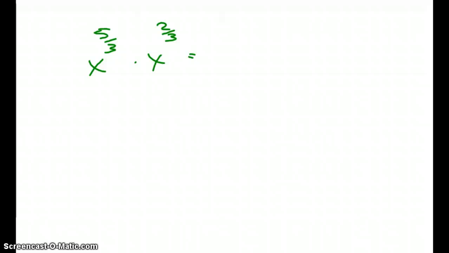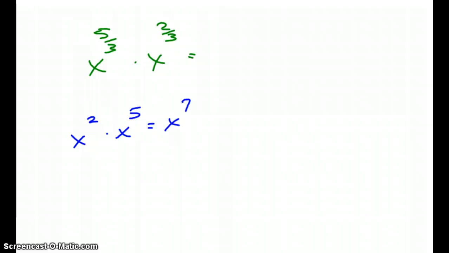Let's look at what you do when you multiply exponents. X squared times x to the 5th equals what? X to the 7th. You add the exponents. Rules are the same, whether I'm dealing with integers or whether I'm dealing with radicals.